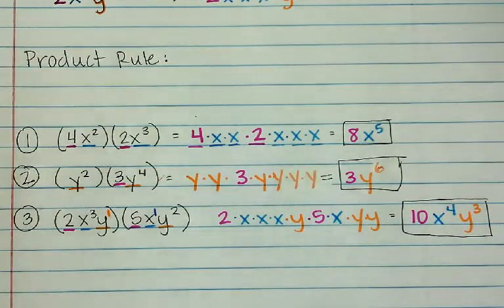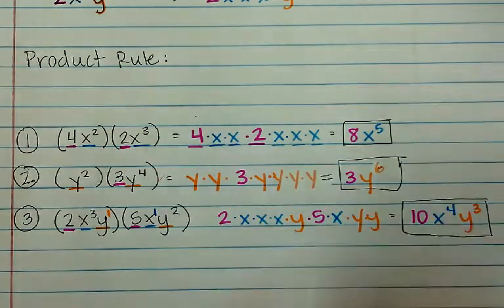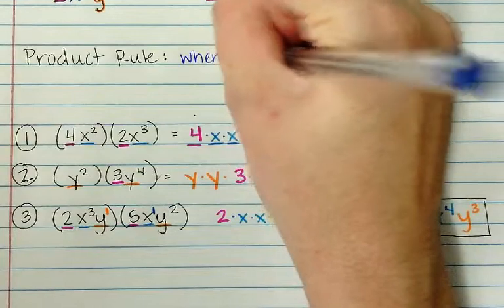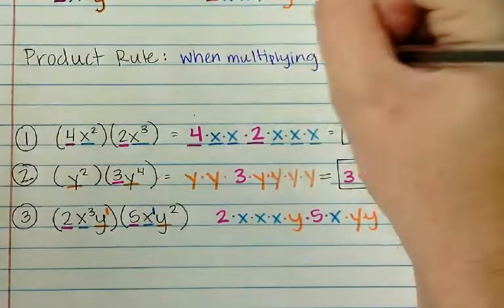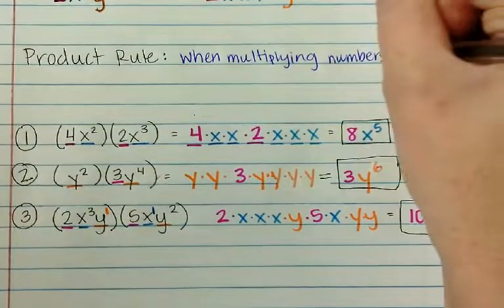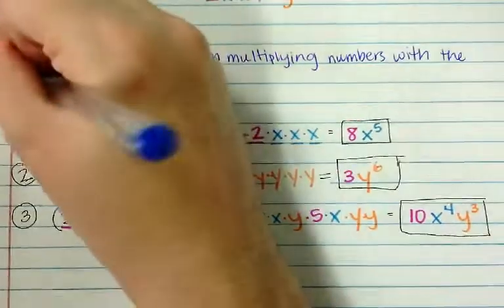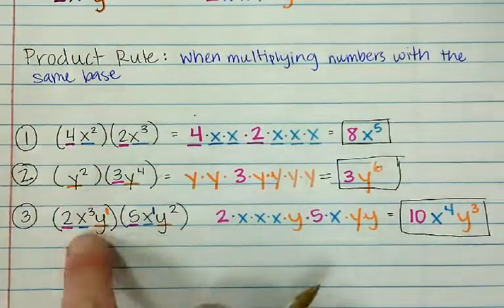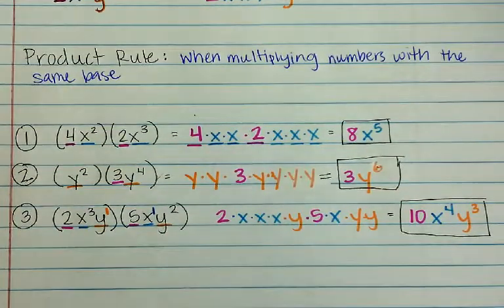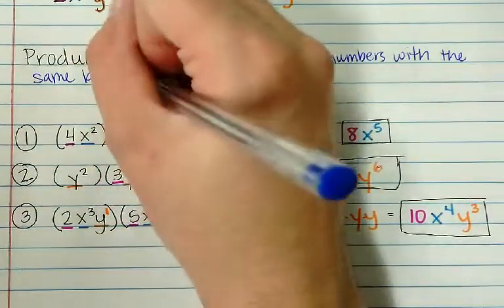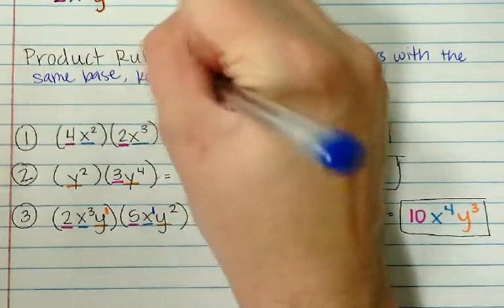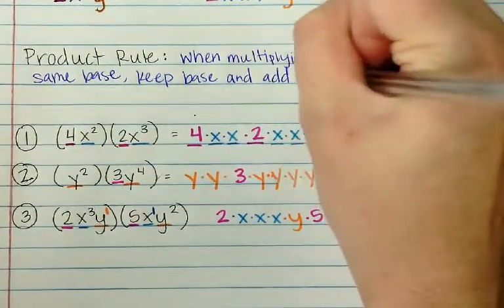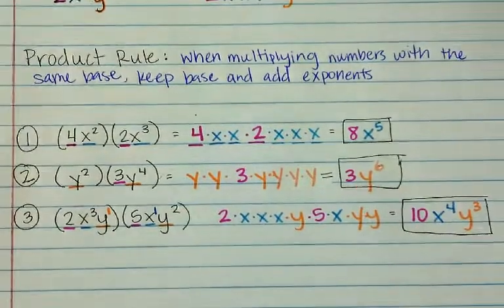Okay? And so, what we're going to do is I'm going to give you guys your rule. Okay? So when you are multiplying numbers with the same base. So guys, you noticed we kept the x's with the x's, the y's with the y's, right? When you're multiplying numbers with the same base, you keep the base and you add your exponents. So this is important. You keep your base and you add the exponents.